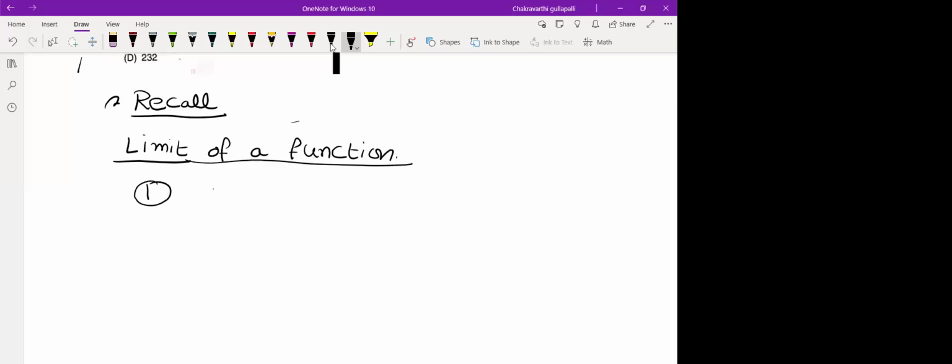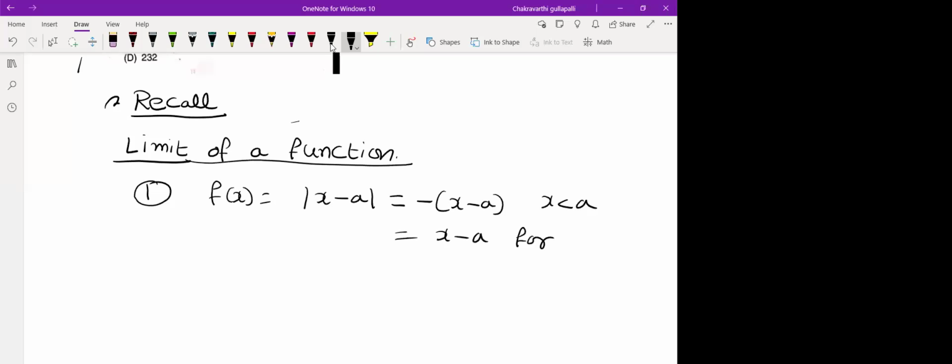First is the modulus function. This is the function which we will be using in the course. This is defined as minus of x minus a if x is less than a, and x minus a for x greater than or equal to a. Now, what is the graph of that?